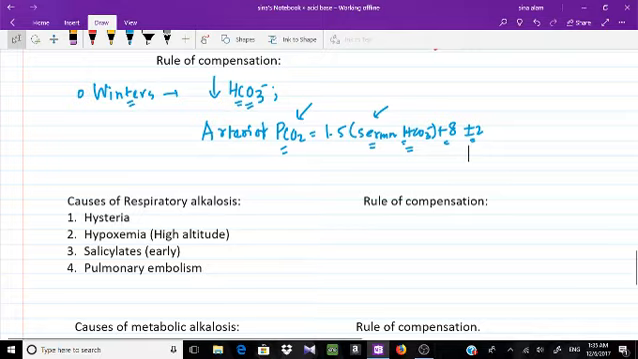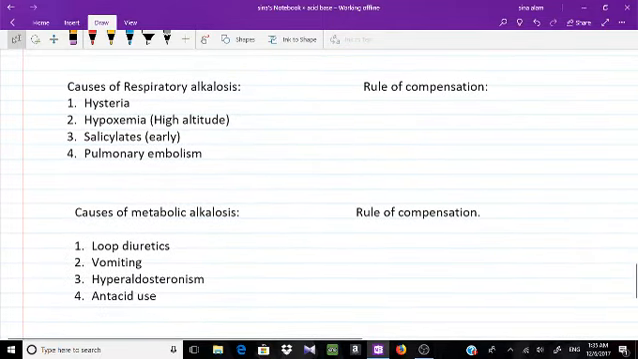Now, the other things are much easier, like causes of respiratory alkalosis. There is hysteria, you are breathing out everything. Hypoxemia, there is less oxygen, maybe you are on top of a hill, maybe you went to play in Bolivia, where Argentina loses every time. And salicylates: in early salicylate poisoning, there may be respiratory alkalosis. As I told you earlier, we're going to describe salicylate at the very end.